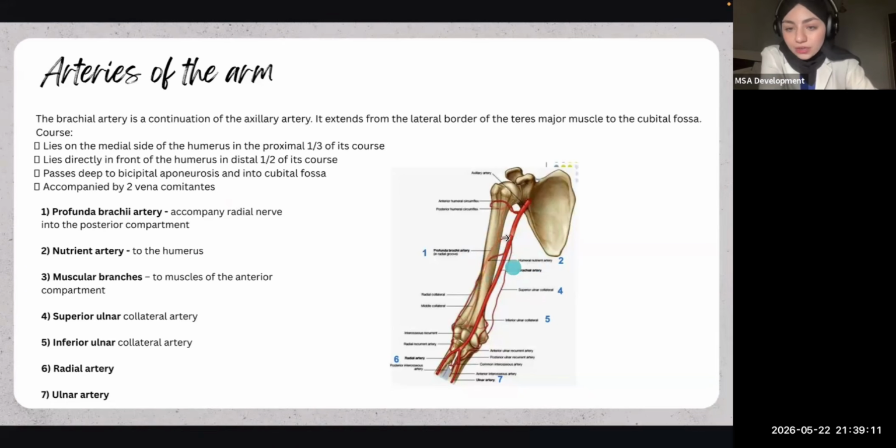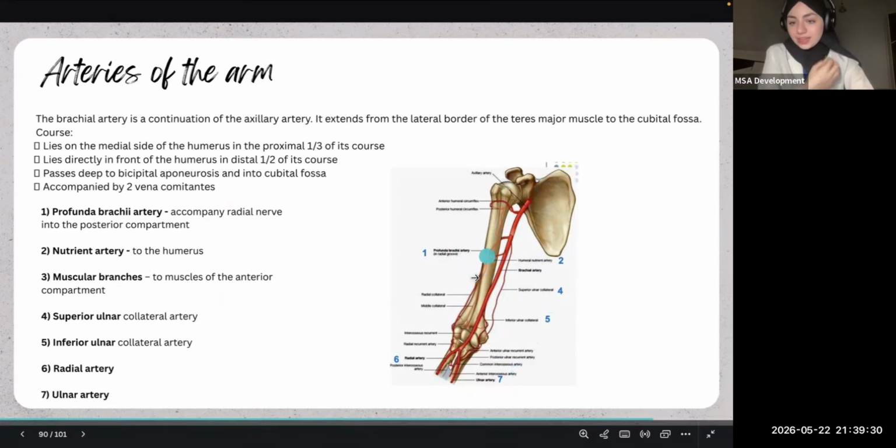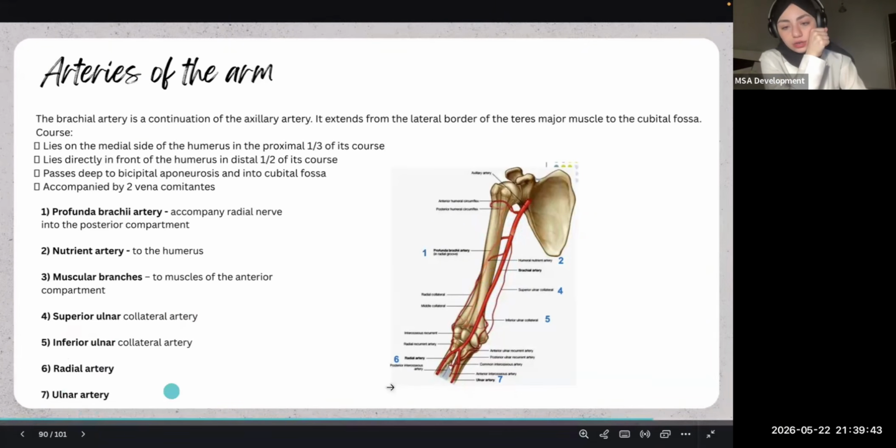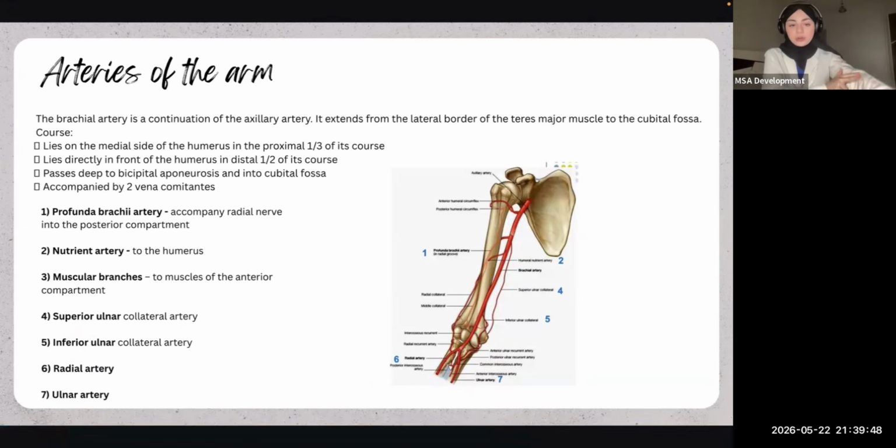Profunda brachii artery, we said it's going to accompany which nerve? Radial. I hope you guys said that. And it's going to be posterior in the radial groove. We're going to have the nutrient arteries to the humerus. They're just a bunch of short fibers that pierce and go through to the bone to supply it. We're going to have the muscular branches. They're not shown here, but again, they're the same concept as the humeral nutrient arteries. They'll just be small branches that are supplying the muscles. It's kind of like a network coming off of the same brachial artery. And then we're going to have the radial and ulnar artery. As I told you guys, after it passes by the cubital fossa, it's going to split into radial and ulnar.